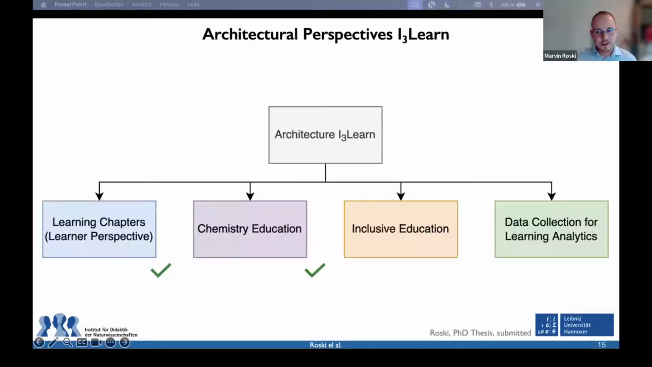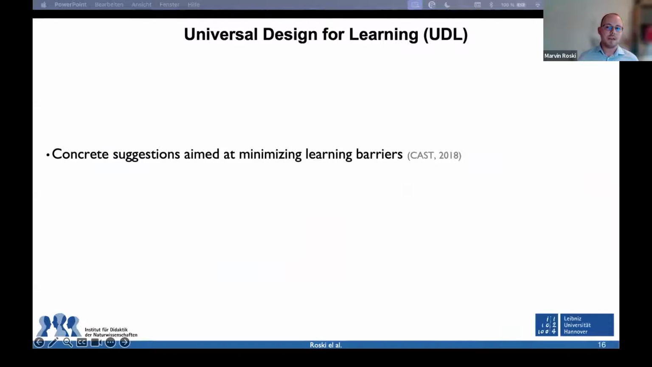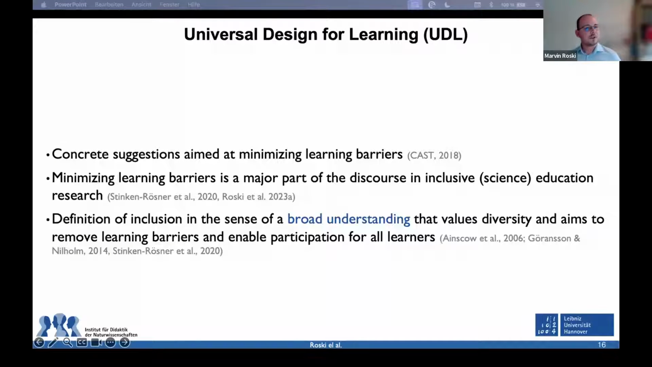The third perspective is inclusive education in i3 Learn. To achieve this, we use the framework of universal design for learning. These are concrete suggestions aimed at minimizing barriers to learning. Minimizing learning barriers is a major part of the discourse in inclusive science education research. The definition of inclusion we use in this project is in the sense of a broad understanding that values diversity and aims to remove learning barriers and enable participation for all learners.